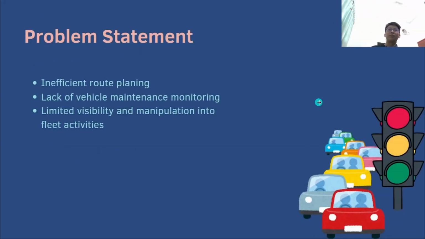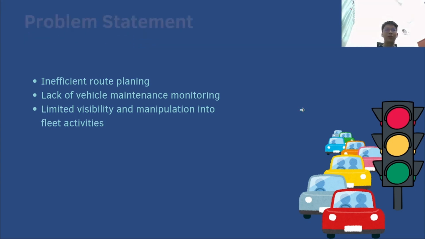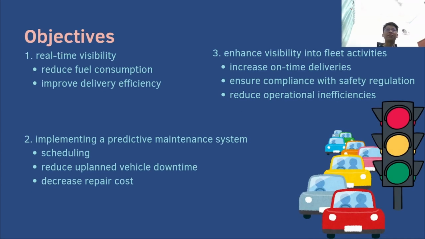We have three formal statements for our system. We want to solve the inefficient route planning of logistics companies, the lack of vehicle maintenance monitoring, and also the limited visibility and manipulation into fleet activities. The objective for our system is going to be, firstly, real-time visibility. We want to reduce the fuel consumption and improve delivery efficiency.